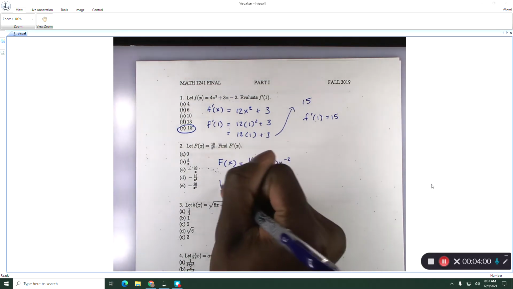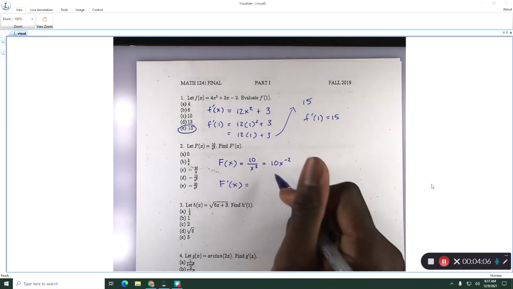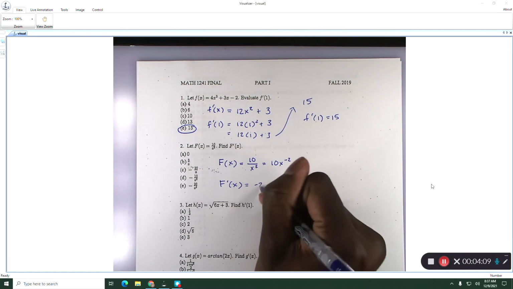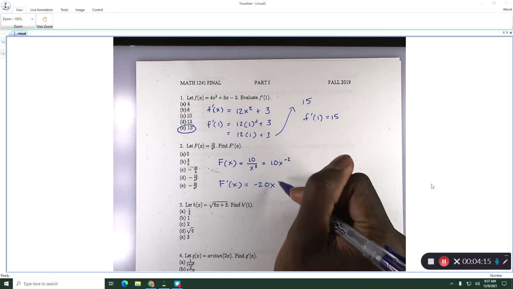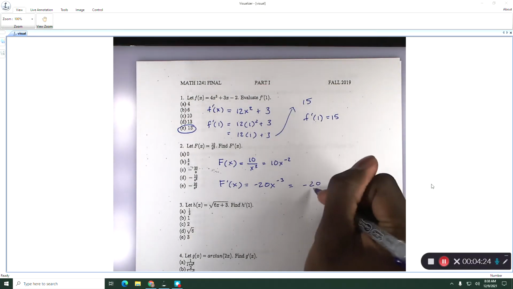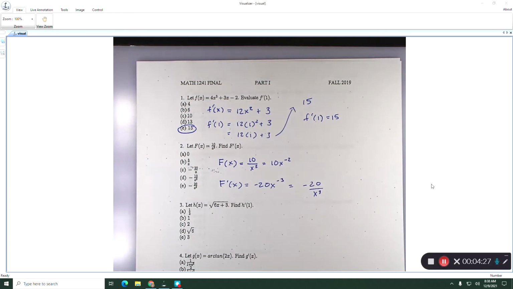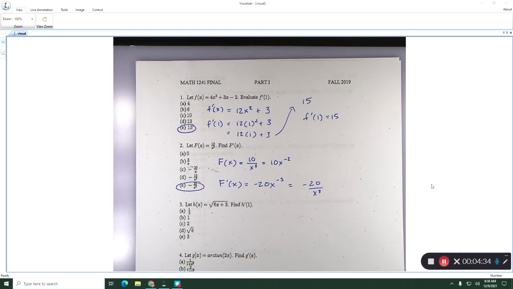After I rewrite that, I'm now going to find my derivative, okay? Just using the power rule, negative 2 times 10 is negative 20. X, I'm going to subtract 1 from the exponent. Negative 2 minus 1 will give us negative 3. And I can rewrite that as negative 20 over x to the third power. That is going to be answer choice E. We're done with that one. As we see, the first page is a lot of finding derivatives. You should be able to get through this very quickly. I'm going to go on to number 3 next.